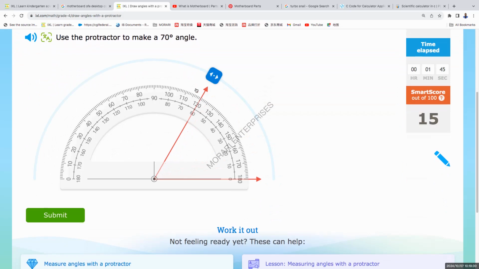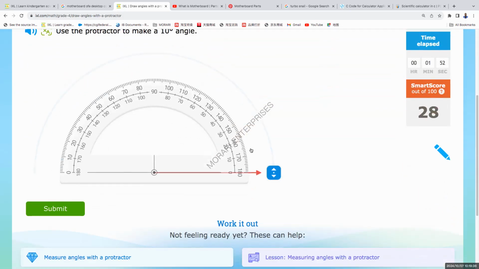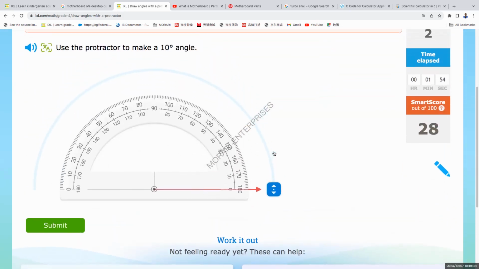70, we go here until we reach 70, the inner calibration. So you see how this practice on IXL is very good. It gives us a good model. 10 degrees, 0 to 10. So it's like we take this turn like this and we break it into equal parts.